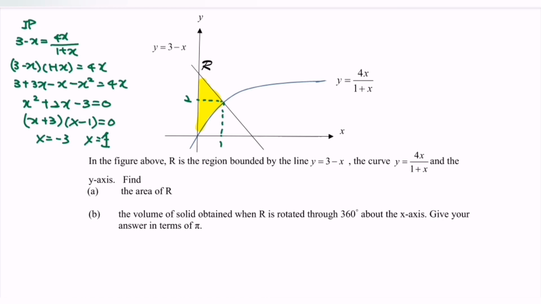Refer to question A, find the area. Next, focus on the area. As we can see, here we have the longest one, then here we have the shortest one. In order to find the area, the longest minus the shortest. So integrate from 0 until 1 for the function. The longest one will be 3 minus x, minus, in brackets, 4x over 1 plus x with respect to x. So that will be the area.